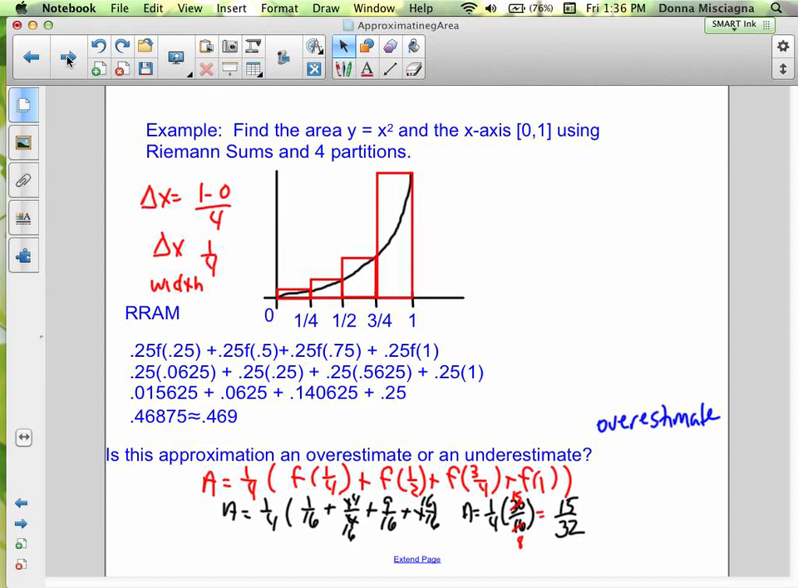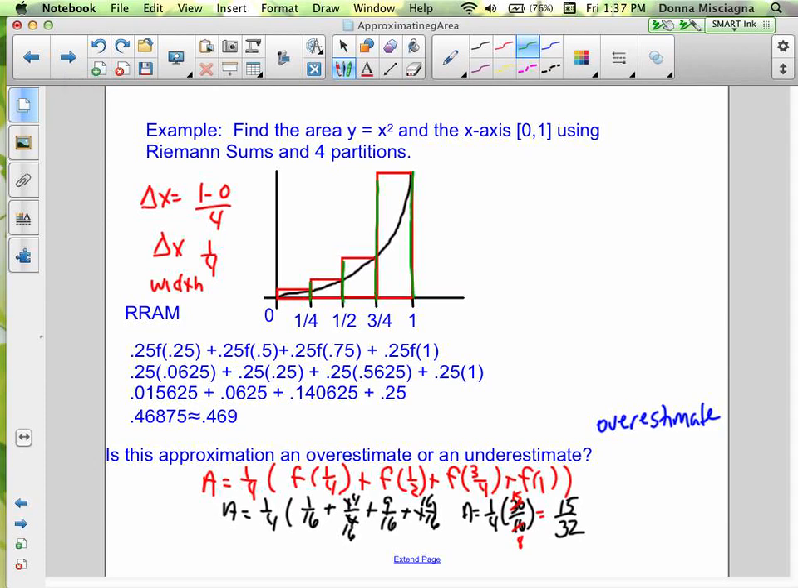This time we're using not the left-hand side, but the right-hand side. So we're not starting with 0. We're starting with 0 plus a change in x, so 1/4, which is the right-hand side of that rectangle, because each of those rectangles is 1/4 in width. Then 1/4 plus another change in x is 1/2, 1/2 plus another fourth is 3/4, and 3/4 plus another fourth is 1. Notice we're always using the right-hand side of the rectangle.